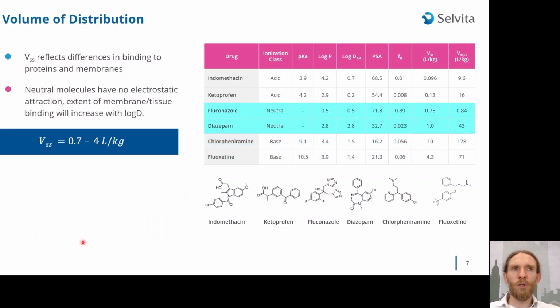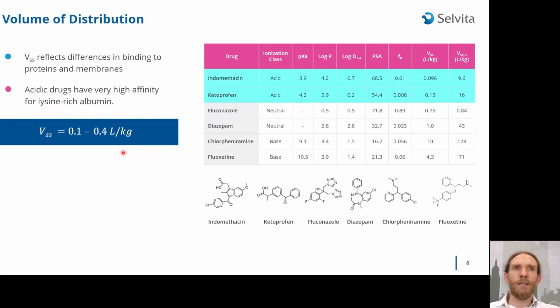Moving on to neutral molecules, here the extent of this membrane tissue binding will be governed mainly by log D or log P, because it's equal for them. They don't have an ionization state. In this case, diazepam with higher log P has, as you can see, a higher volume of distribution. So the volume of distribution for neutral drugs will usually be between 0.7 and 4 liters per kilogram.